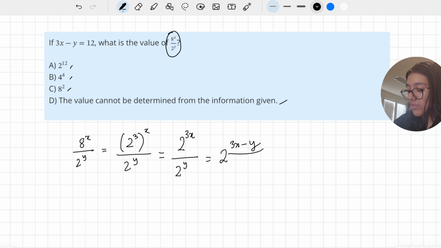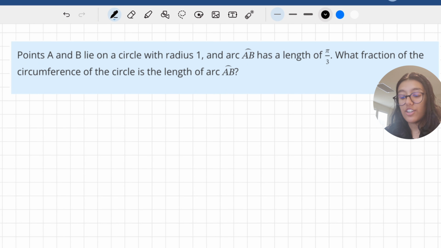We see 3x minus y over here, and what did they give us? Oh, they gave us 3x minus y. So we can simply replace the value of 3x minus y with the value they gave, which was 12 in this case. We're going to replace 3x minus y with 12, which gives 2 to the power of 12. And that seems to be our final answer. It's just A, 2 to the power of 12. Now let's take a look at our second problem.